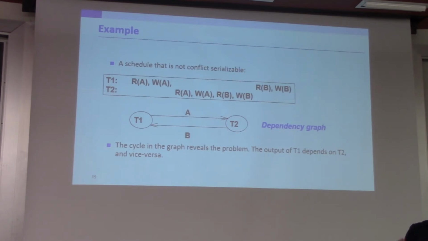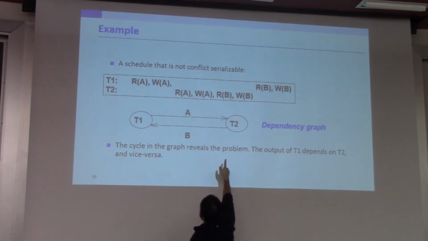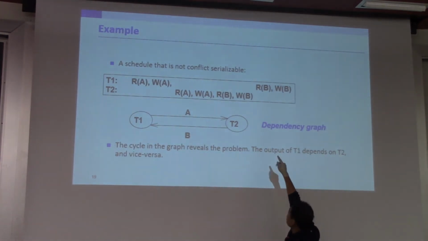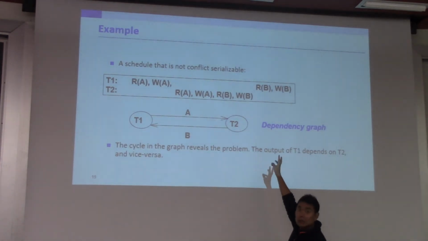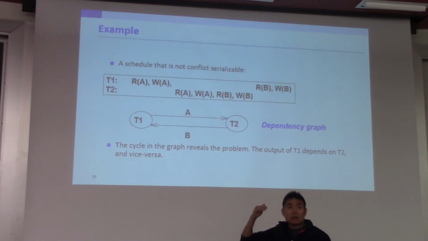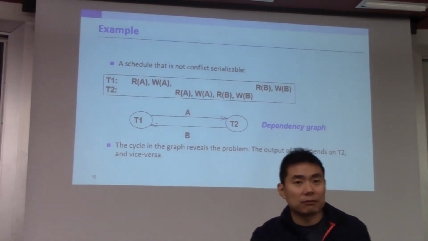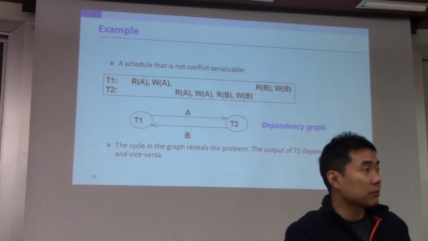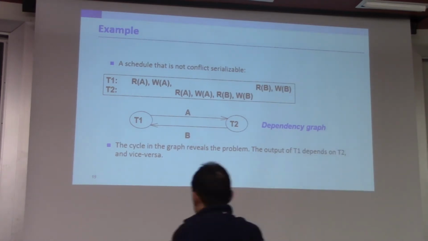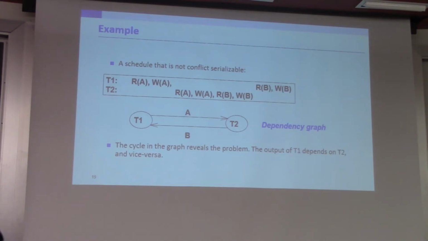Is that clear? Similarly, there is an arrow going from T2 to T1 on B, because there is a write and read conflict. And in addition, there is also a write and write conflict involving B, and the action from T1 happens after the action from T2. That's why the arrow goes the other way. And this is what we call the dependency graph.